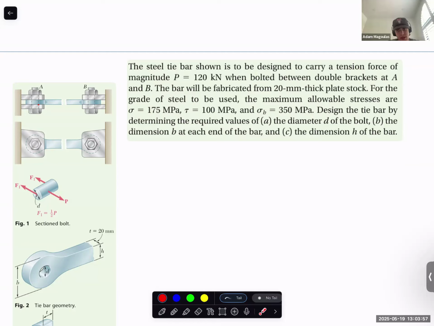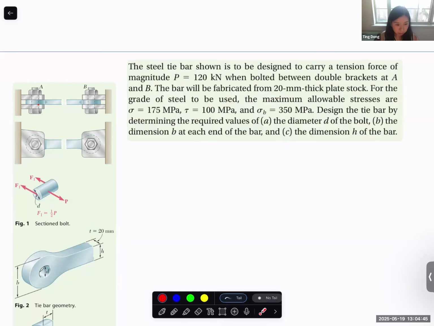Would normal stress need to be calculated, since the force would be perpendicular to the surface? Normally, we would consider the normal stress generated here and here. That we will consider after we have identified the diameter, and then we can use it to calculate B and calculate H for normal stress. Considering the thickness of the plate, the thickness is given. It's 20. You don't need to design the thickness of the plate.